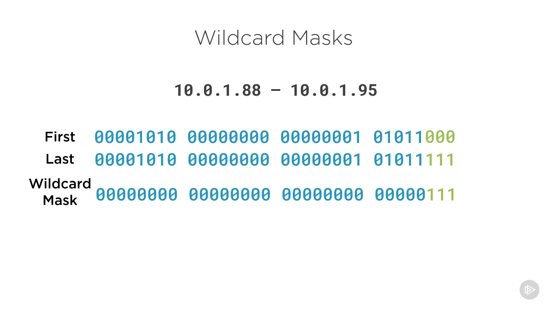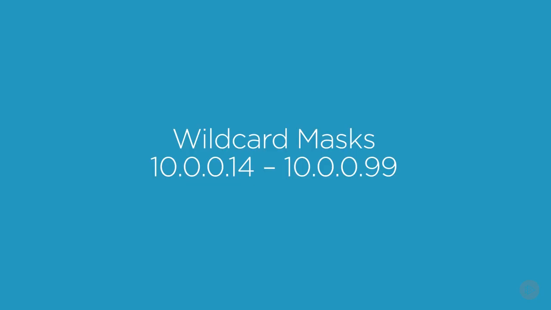So really, those last 3 bits here, we're just going to tell the router to ignore those bits when we use a wildcard mask of 7. So then our address and wildcard mask become 10.0.1.88 with a mask of 0.0.0.7. And that will select the range of addresses from .88 through .95. So let's take a look at another example here.